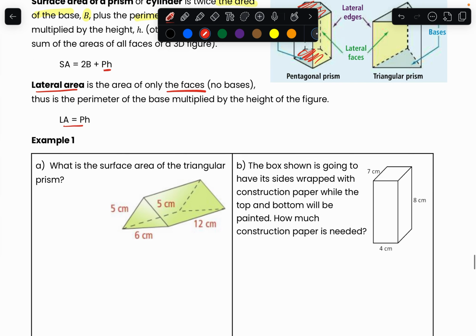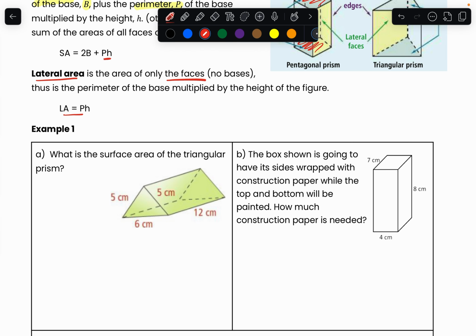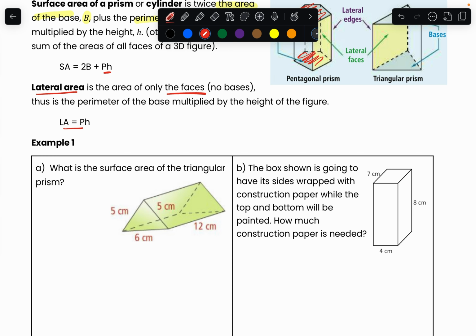Number one asks, what is the surface area of the triangular prism? There are a couple of ways you can do it. One way is to go back to your middle school way of doing it: find the base and height of all the triangular faces and rectangular faces, and add them together. Or you can use my formula right here, where I need to first find the area of my base, the perimeter, and the height of my prism.